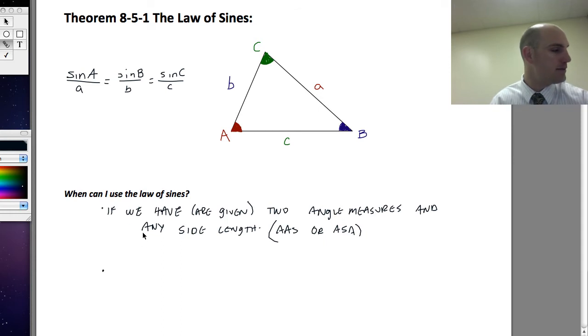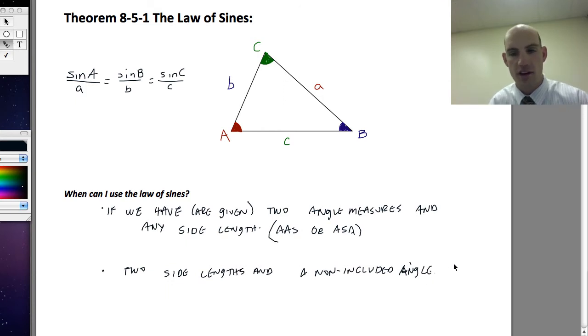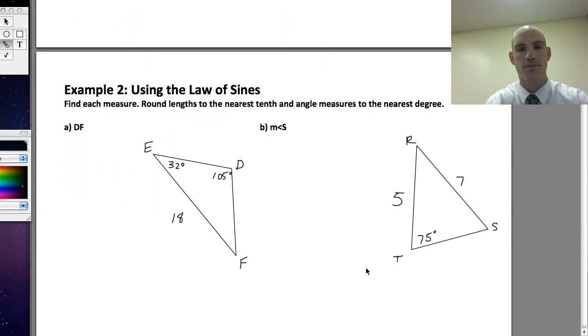Also, if we are given two side lengths and a not included angle, then we can use it. It would be like a side-side angle situation. Those are the two situations where we can use the law of sines. It will become clear which one you can use pretty handily because the other one's not really going to work. So let's look at what we've got here in a couple of examples.